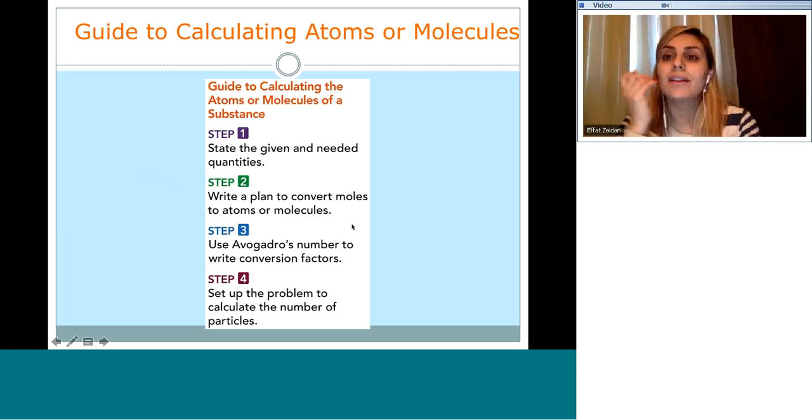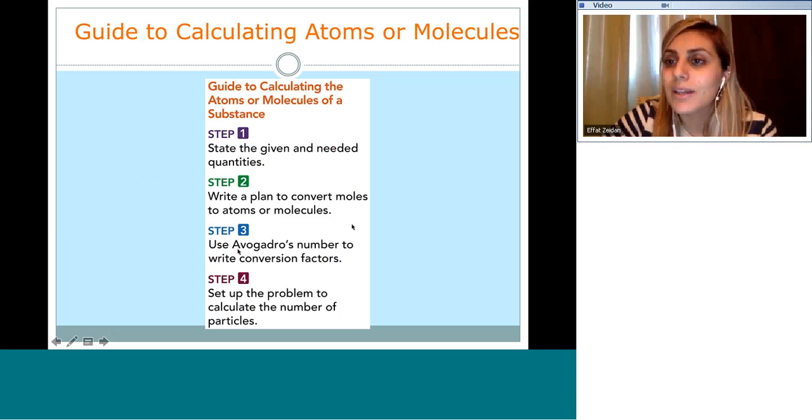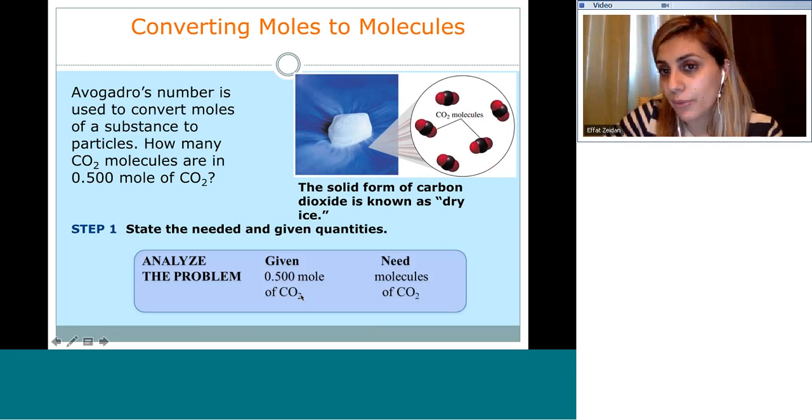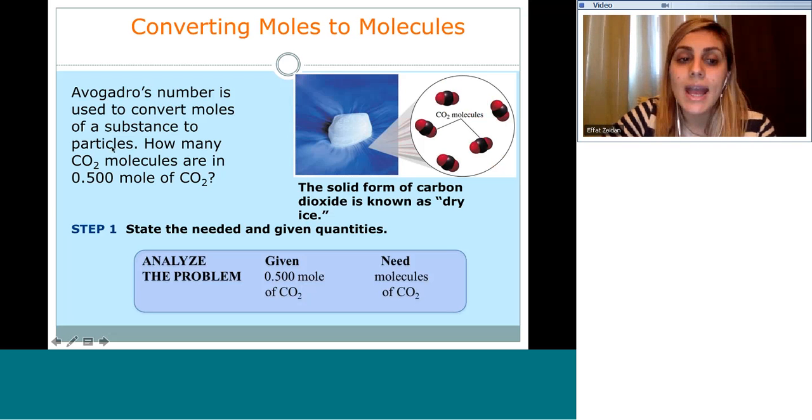So our guide to calculating atoms or molecules is by using that equality statement and the conversion factors. So we state the given and the needed as always. We write a plan to convert moles to atoms or molecules, and then we use Avogadro's number to write the conversion factor, and we set up our problem and calculate the number of particles. So here's an example. Avogadro's number is used to convert moles of a substance to particles, right? How many carbon dioxide molecules are in 0.500 moles of CO2? So we know that we have 0.500 moles of CO2. How do we calculate how many particles or how many molecules there are? This is how we do it.